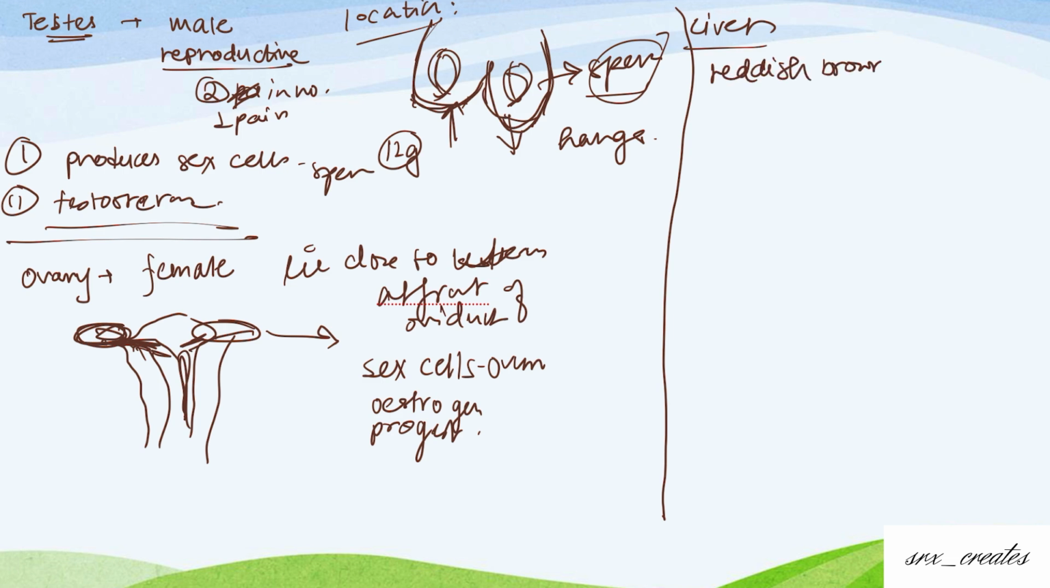Many questions in the exam will come. Which is the largest lymphatic tissue? Which is the largest digestive gland? Which is the largest organ? Which is the largest cell? Okay. Reddish brown in color.